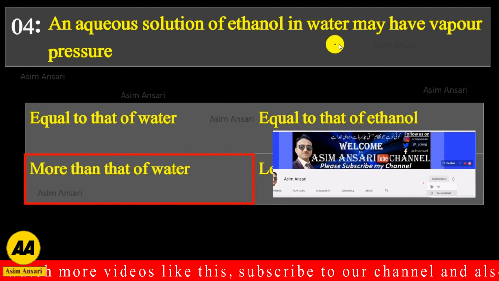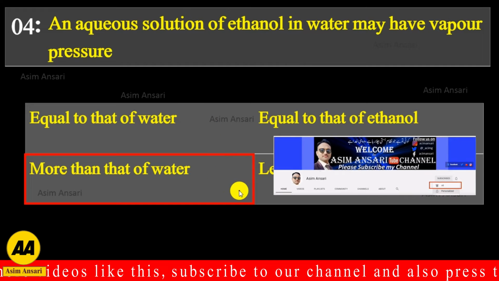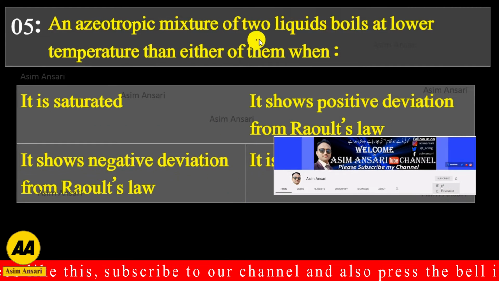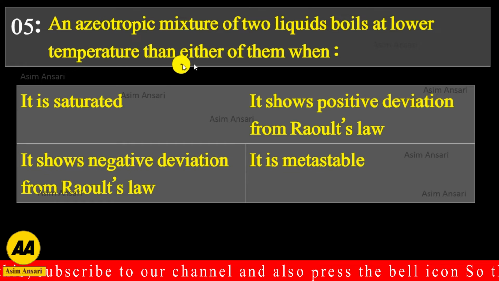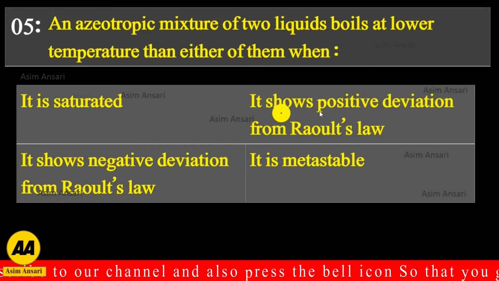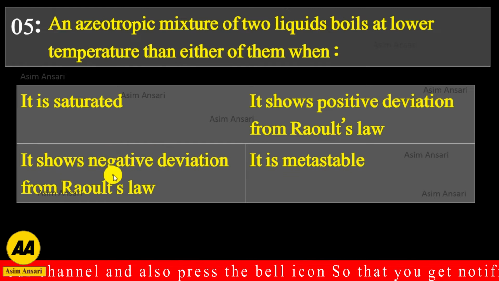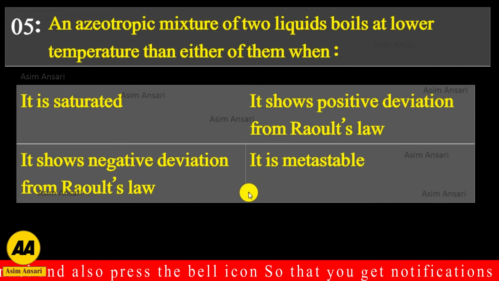An aqueous solution of ethanol in water may have vapor pressure more than that of water. An azeotropic mixture of two liquids boils at lower temperature than either of them. When it is saturated, it shows positive deviation from Raoult's law. It shows negative deviation from Raoult's law. It is metastable.